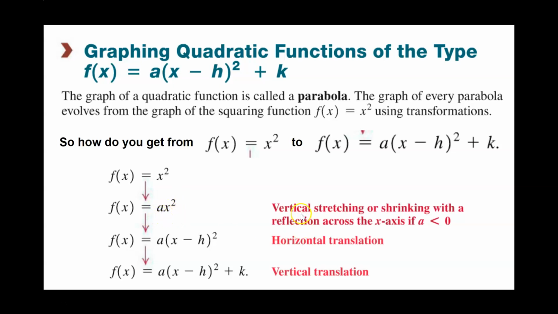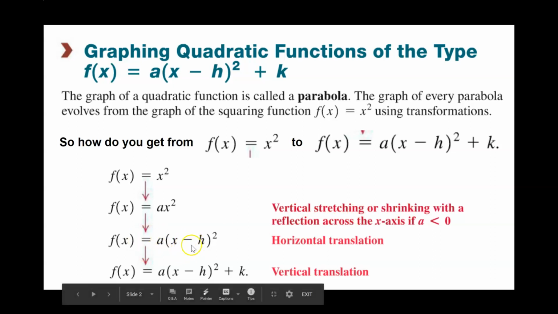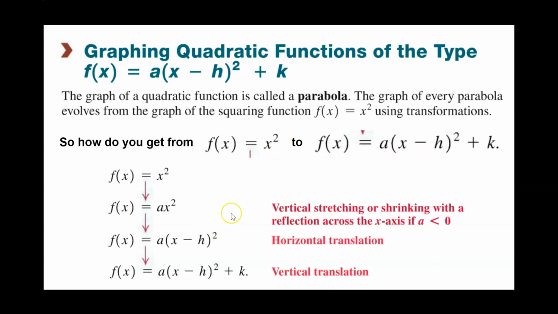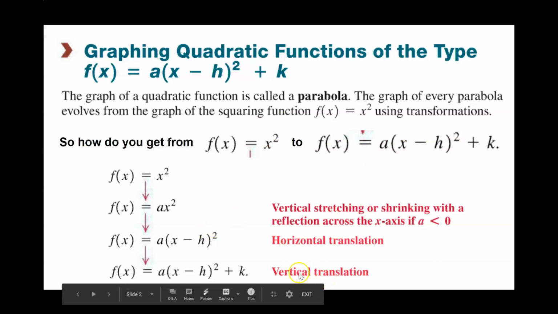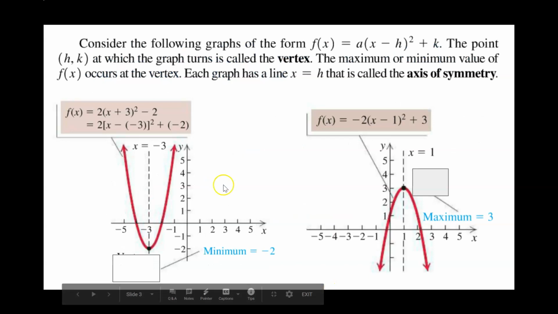So putting the a on the outside, we know it's going to be either vertically stretching or shrinking. If I put a minus h inside with the x, that's going to be a horizontal translation, and anything on the outside of the function is going to be a vertical translation. So this is where we're taking the basic parabola and adding things to it to do the translation or transformation.